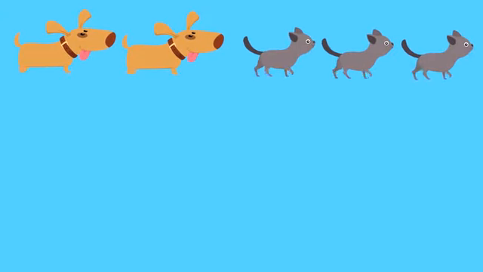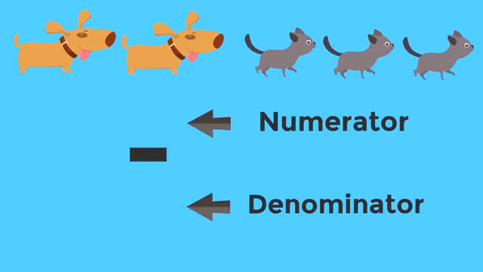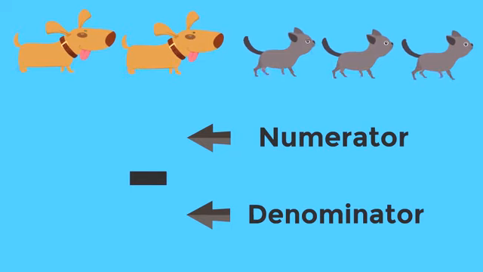Let's say there are 5 pets. 5 pets! 2 of them are dogs, and 3 of them are cats. What fraction of the pets are cats? That's a good question. What fraction of the pets are cats? Remember, here's what a fraction looks like. It's got a line in the middle, with the top number being the numerator, and the bottom number is the denominator.